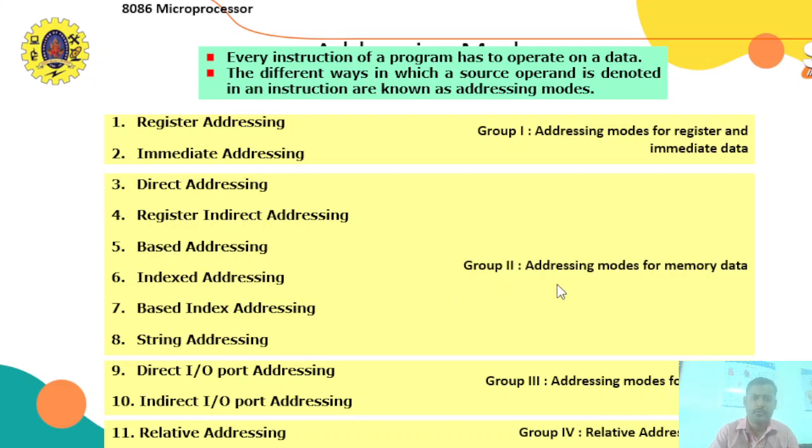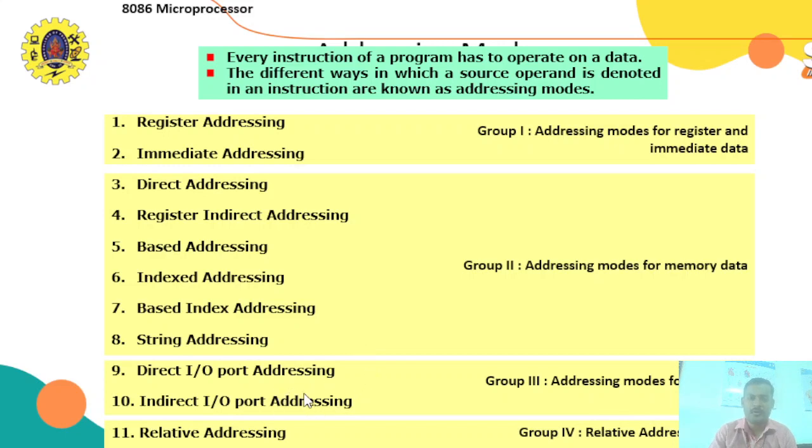If you take group 2, these are the addressing modes for memory data. The memory data can be mentioned in different ways. In direct addressing mode, the address is directly mentioned. Register indirect addressing mode means the address is indirectly mentioned in a register. In base addressing mode, the base pointer is used as the offset. In index addressing mode, the SI and DI index registers are used as the offset register. In base index addressing mode, both the base register and the index register are used. And string addressing mode is used for directly performing string operations.